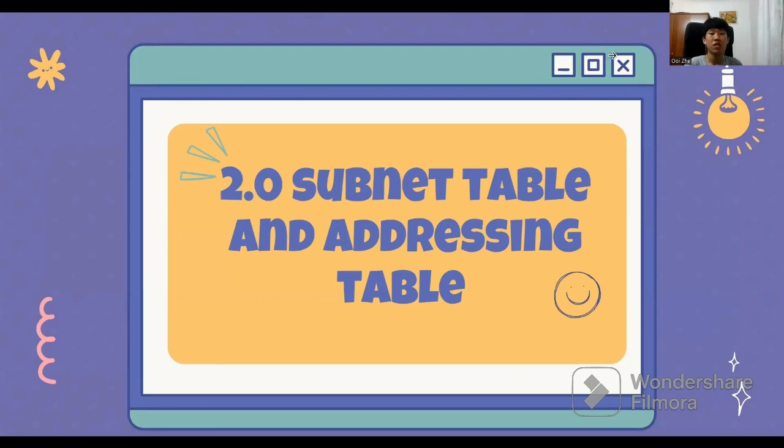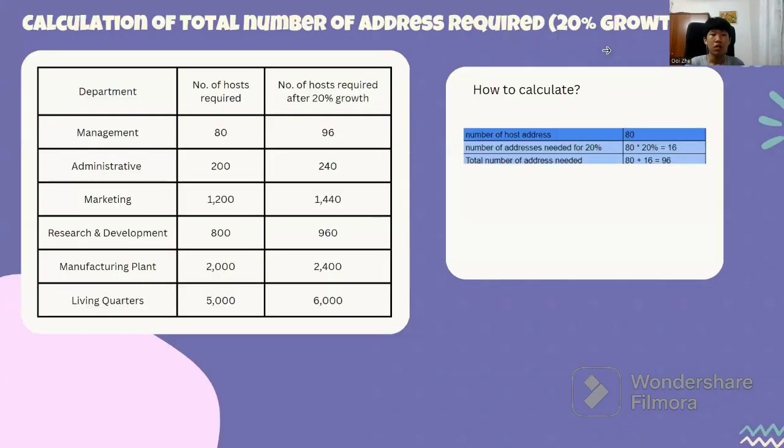Now I'm going to talk about the subnet table. First, we are required to calculate the number of hosts required after 20% growth. So we need to take the number of hosts. For example, the management department is 80, so we need to multiply by 20%. 80 times 20% is 16. Then we take the number of hosts required for management department, which is 80 plus 16, equal to 96. So the step is repeated for every department.